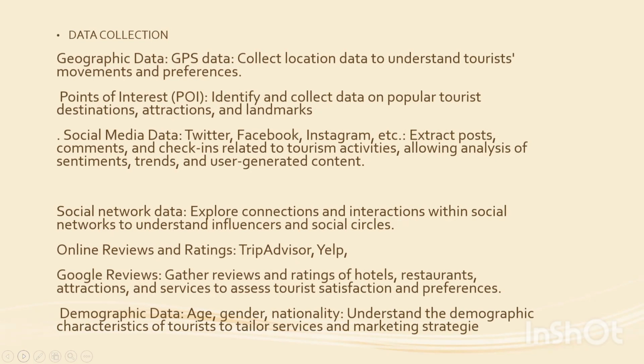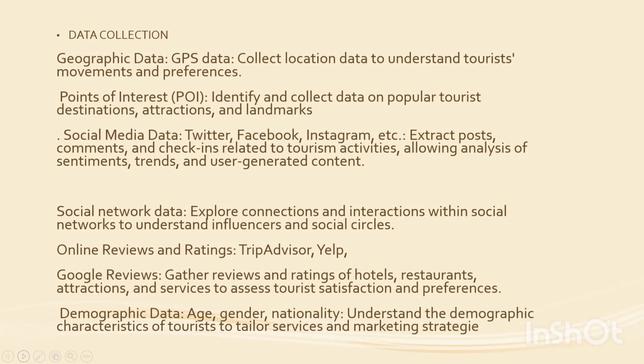So data collection can come in many forms, especially for tourism or traveling. The data collection can be in the form of geographic data, points of interest, social media data, social network data, online reviews and ratings from various booking platforms and Google reviews, and demographic data. So geographic data mainly consists of GPS data, that is Global Positioning System, to collect location data to understand tourist movements and preferences.